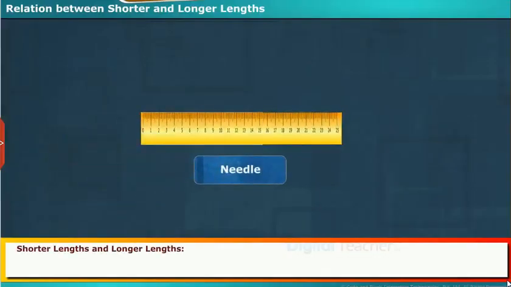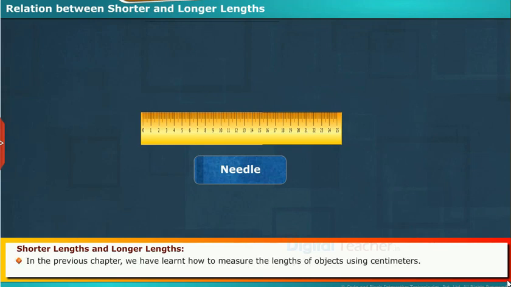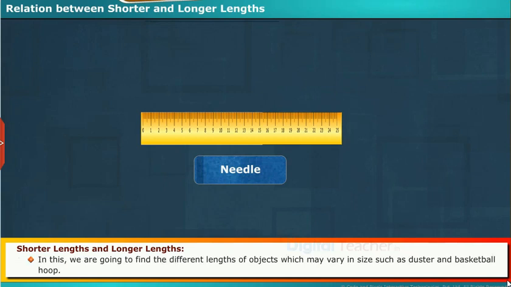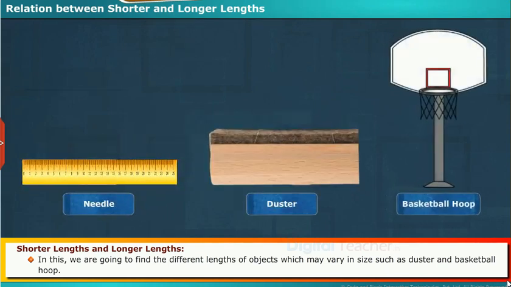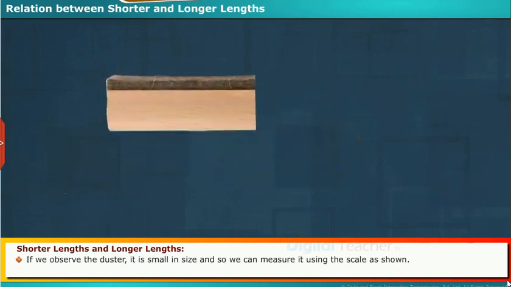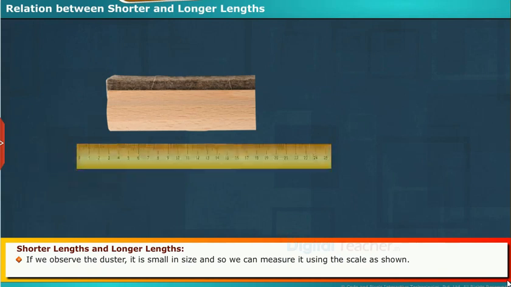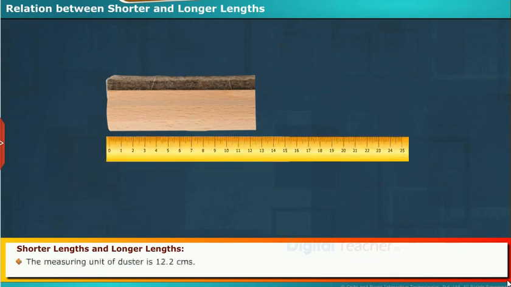Let us discuss the shorter lengths and longer lengths. In the previous chapter, we have learned how to measure the lengths of objects using centimeters. In this, we are going to find the different lengths of objects which may vary in size, such as duster and basketball hoop. If we observe the duster, it is small in size and so we can measure it using the scale as shown. The measuring unit of duster is 12.2 centimeters.